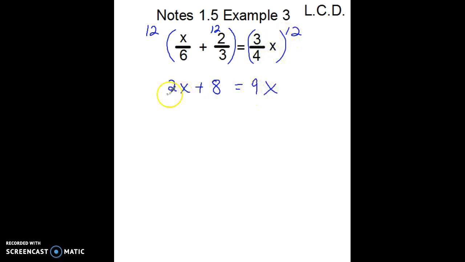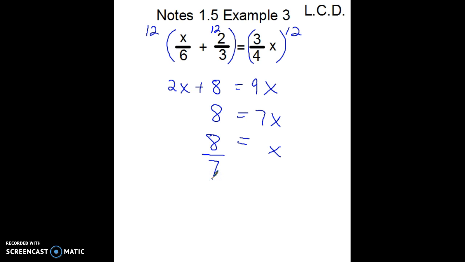Look at this problem. There are no fractions in it. This is so easy to solve now. That's why we multiplied by the LCD. Get rid of all those denominators. I'm going to subtract the 2x from both sides. Now I divide by 7, and notice my answer is 8/7.